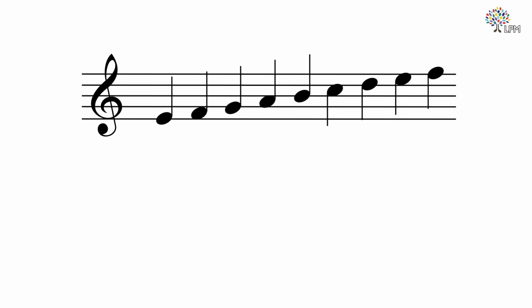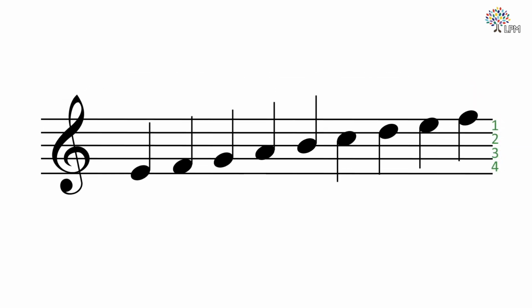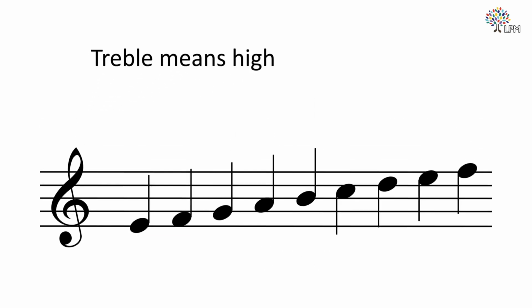Since the staff only has 5 lines on it, which means we have 5 lines and 4 spaces between them, there's not nearly enough space to put all the notes we use onto one staff. Treble just means high, so in the treble clef you'll expect to see and read somewhat high notes.